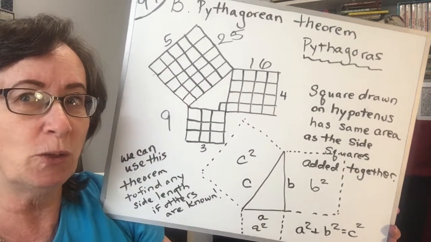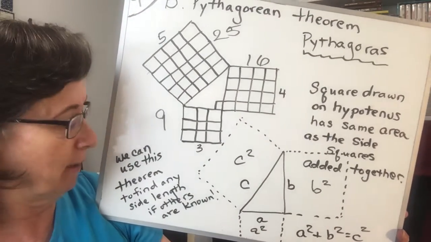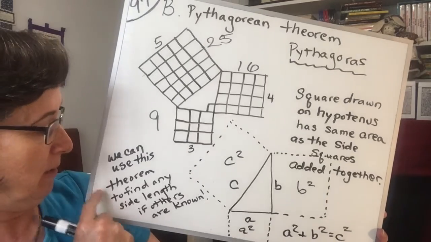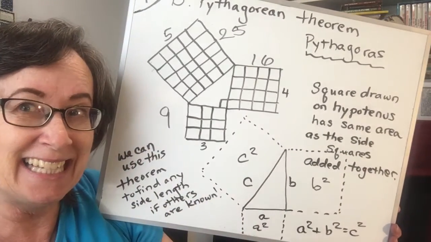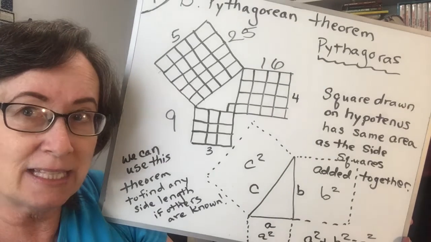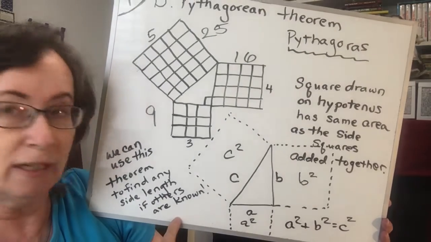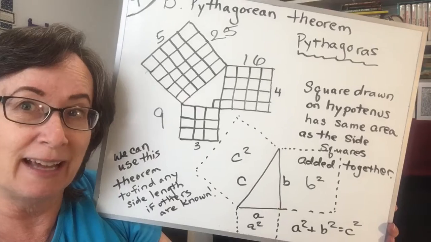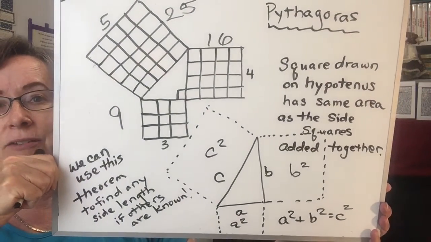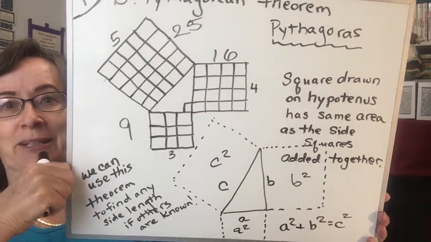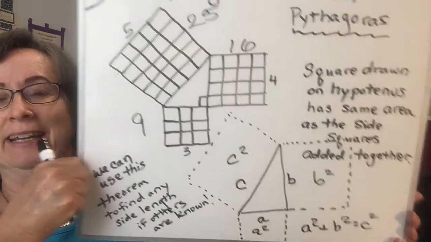What are we going to do with this cool Pythagorean theorem? Well, we can use this theorem to find the length of any side of this right triangle as long as the 2 other sides are known. So it is very, very useful, and you're going to see how useful it is.